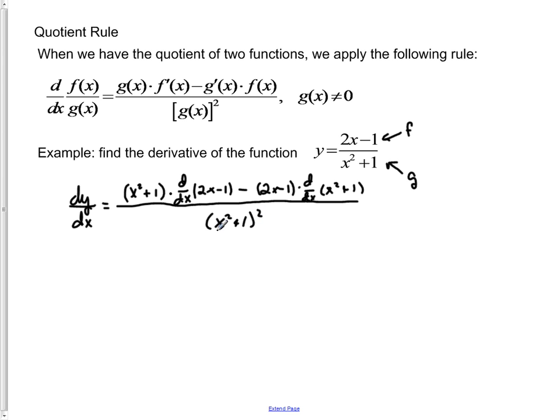Now, remember, x squared plus 1 squared is not x squared squared plus 1 squared, right? We'd actually have to FOIL that out if we were going to do that. But we're going to leave it in this form. We're not even going to change it. We're going to just leave that quantity squared. And so our derivative is going to look like this.